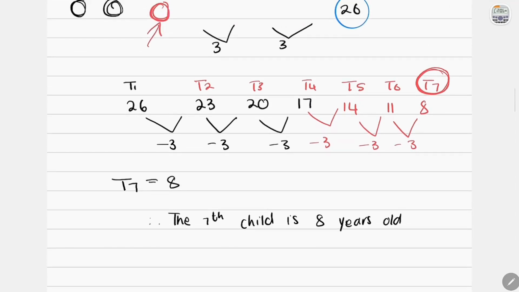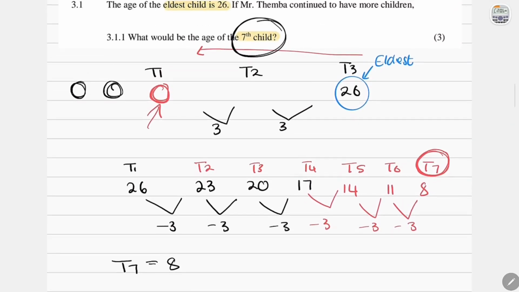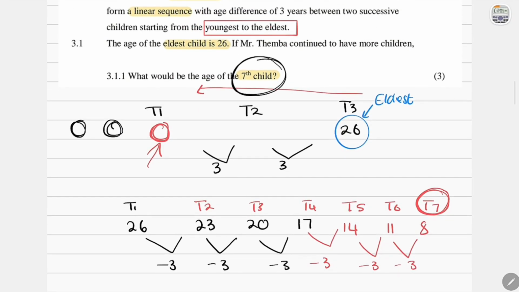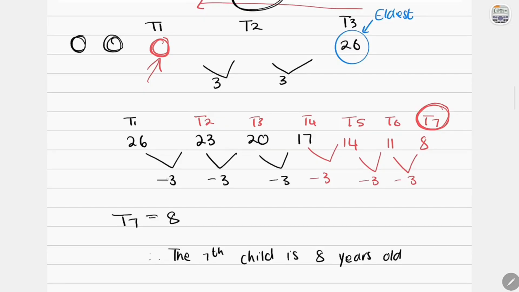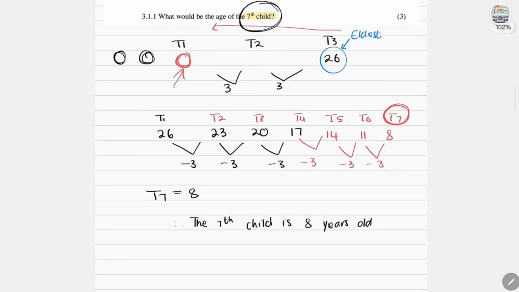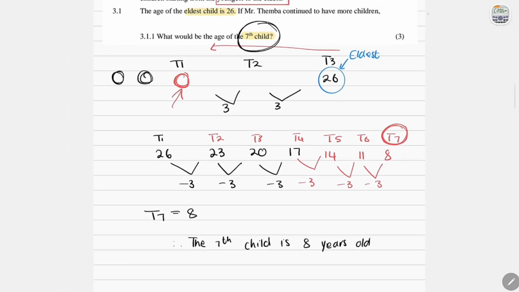You can just show the pattern or actually just find the TN formula like the way we did in questions 1 and 2. Okay, it's a linear pattern, but just remember that your constant difference would be 3, and that first term is actually 26 because the eldest child is 26. Okay, so that is it for that question. Moving on to the next question.